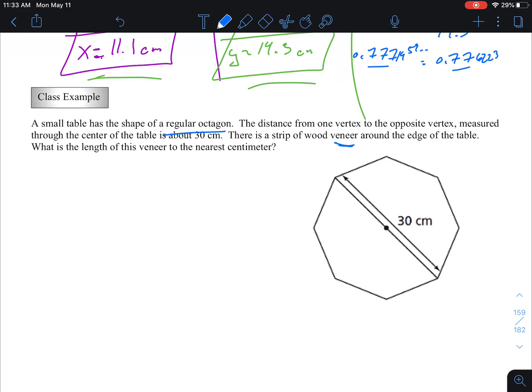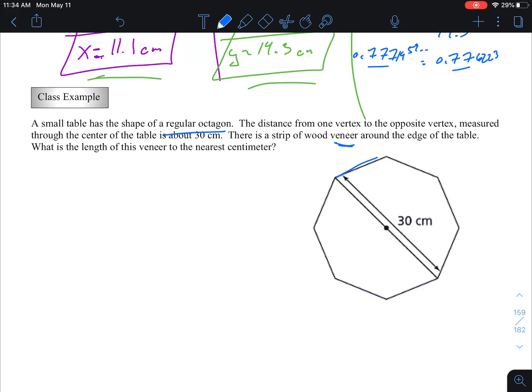Anyways, this wood veneer finish is being put around the edge of the table. In other words, you're looking at this from a bird's eye view of the table, and the veneer finish is going to go along the edge of this table. You can think of it like a poker table if you want. Each person's going to sit at each one of the side lengths. So the question is, what is the length of this veneer to the nearest centimeter?